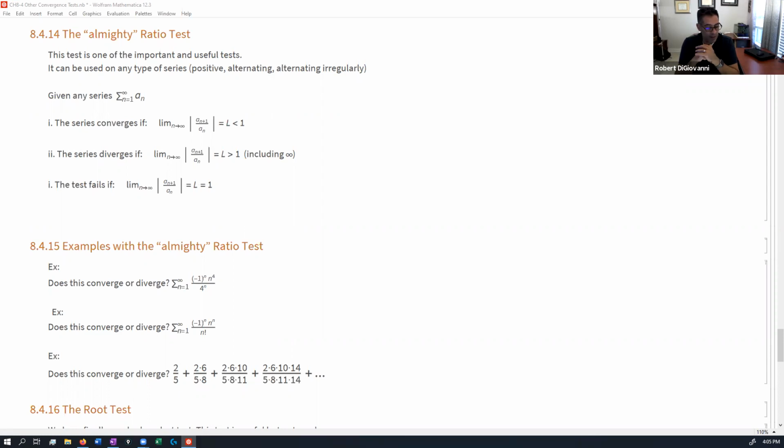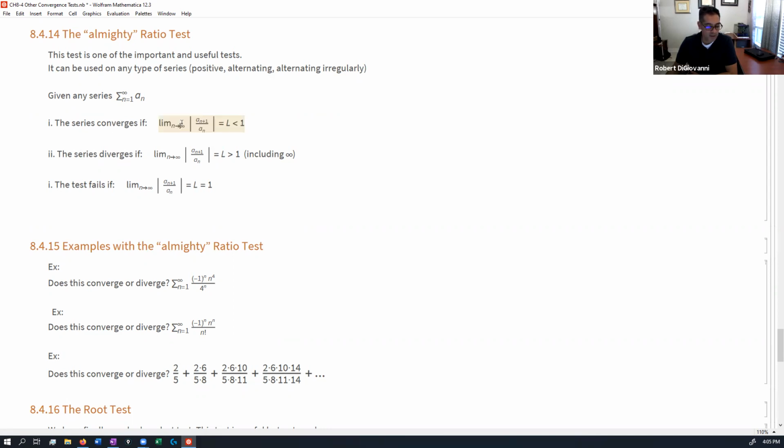It's an awesome test. The great thing about this test is that it can be used pretty much on anything. It doesn't matter if it's alternating, if all your terms are always positive, or even like the previous one with the sine thing. You can always try this test. So it says given any series, doesn't matter what it is, all you have to do is run this limit.